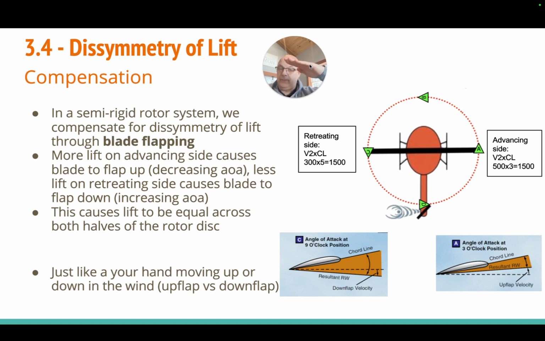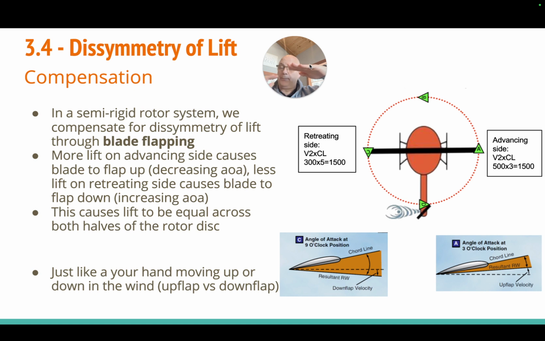Now, as soon as you put an angle of attack into the blade, something needs to happen to offset the dissymmetry. The way it does it is on the left side of the aircraft, where more lift is generated on the advancing side, the blades will flap up, decreasing the angle of attack. Remember, the angle of attack determines how much lift we're going to get. So we want less lift on that side, so we have to flap up, causing a decrease in the angle of attack.